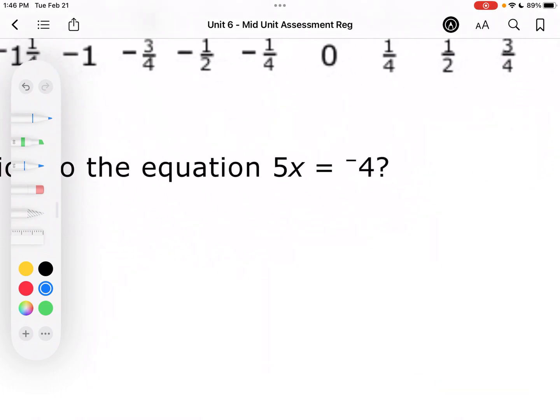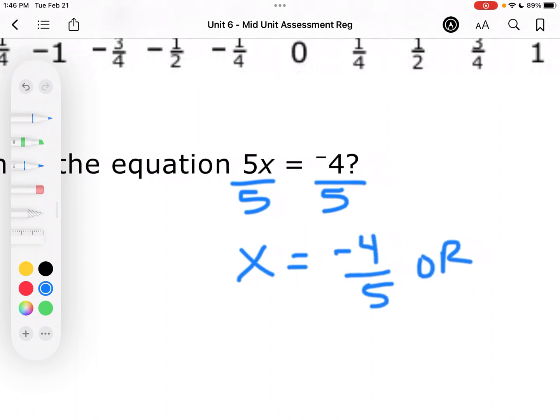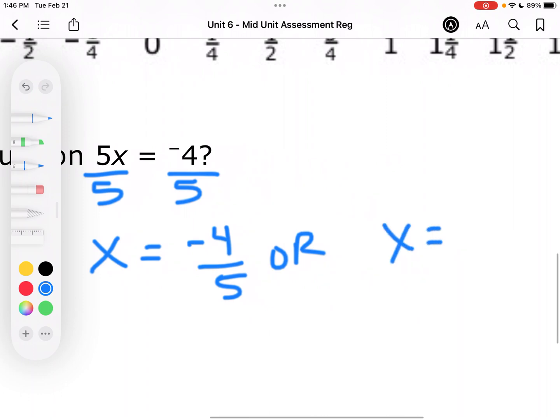Last one. If I multiply by 5, I know I'm going to have to divide by 5 on each side. So x equals -4/5. Or you could have told me that x equals -8/10. Either answer would have been accepted.